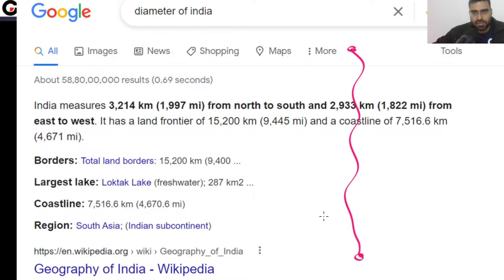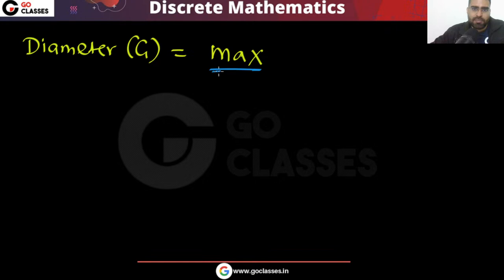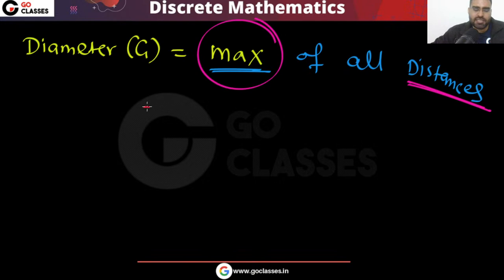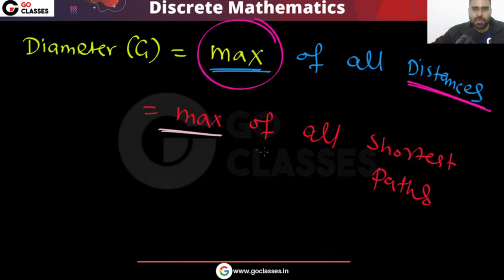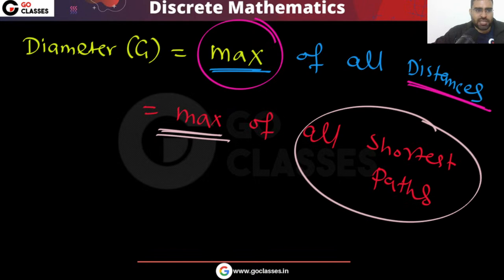Are you getting this point? Diameter means the longest shortest path. So you can see this is the diameter of India. This is the longest, from north to south. This is the distance from Kashmir to Kanyakumari maybe. What does diameter say? Remember the diameter of a graph. Diameter of G is the maximum among all the distances, the maximum of all shortest paths. You calculate all the shortest paths, and the maximum of these will be the diameter.